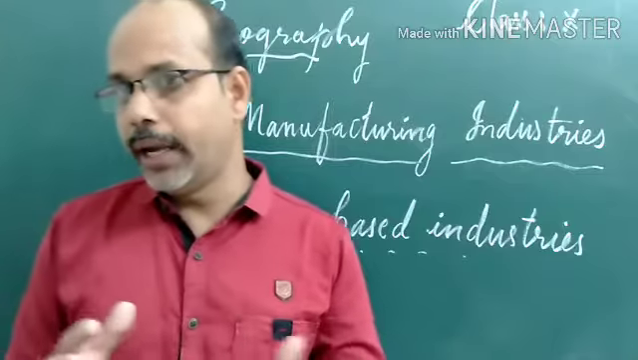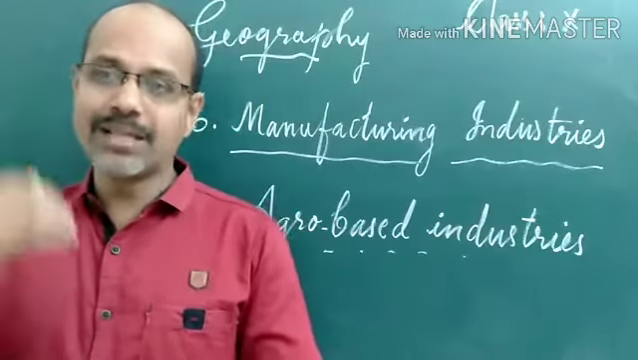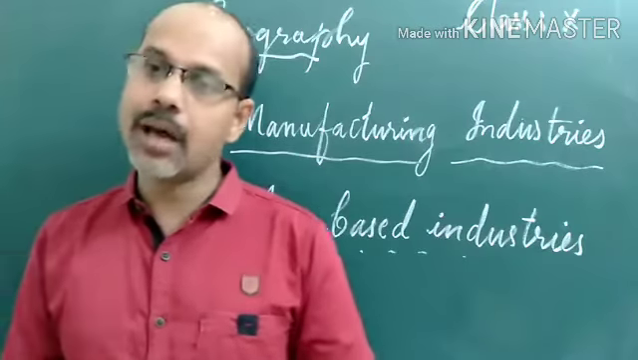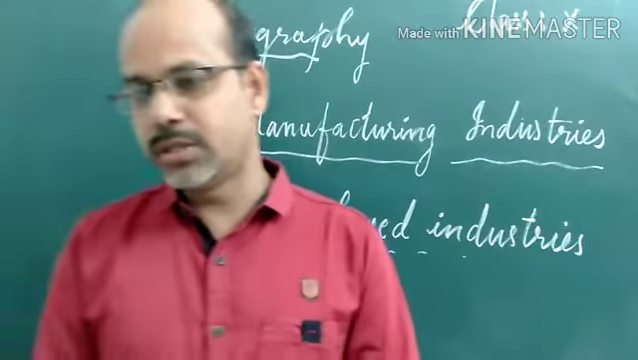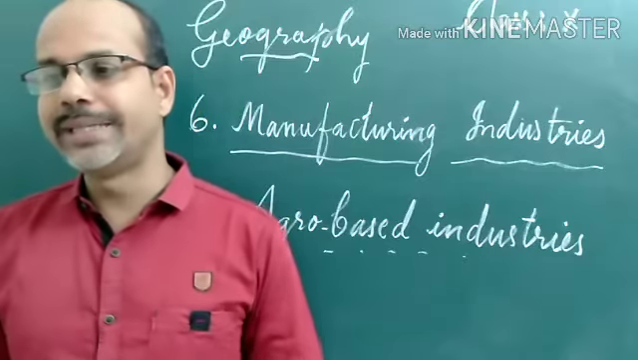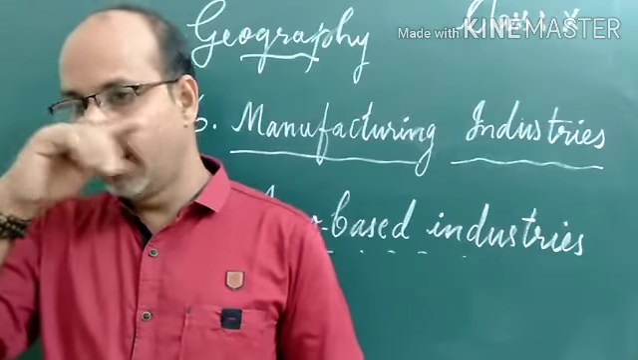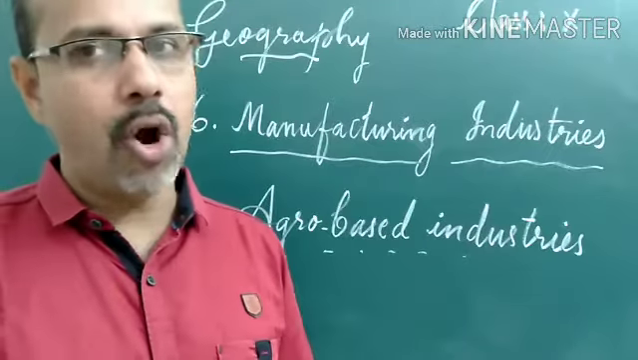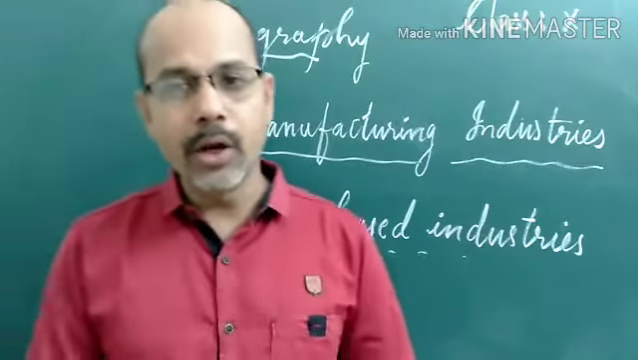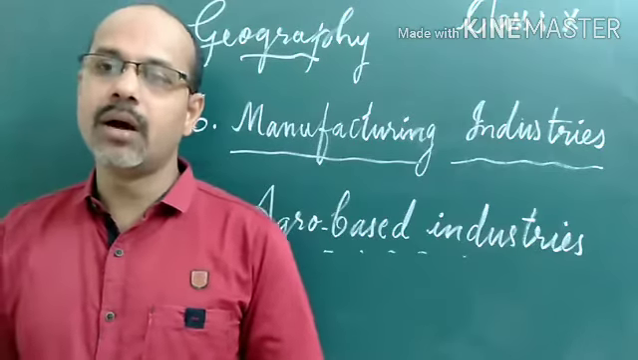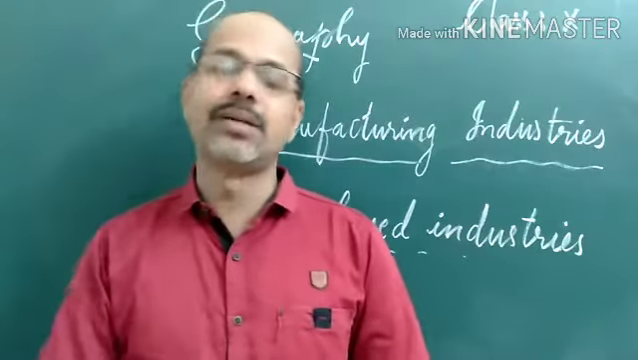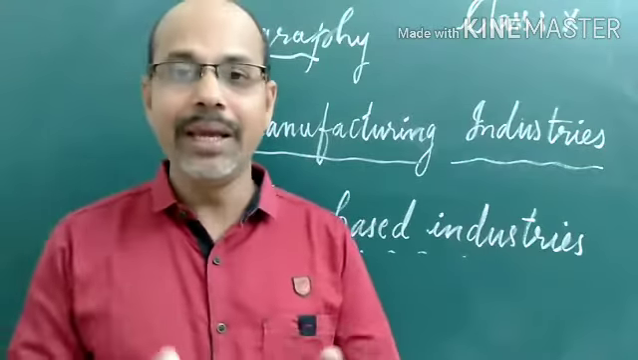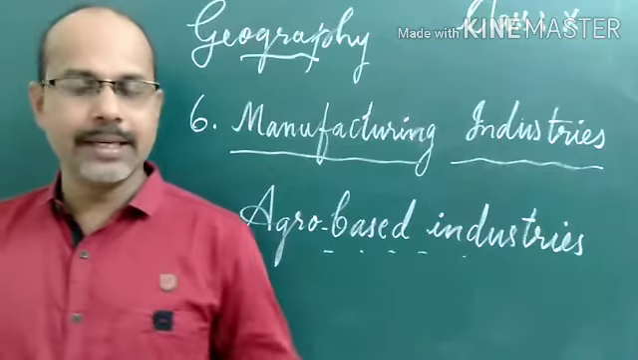We have studied already that industries which are based on agricultural products or agricultural raw materials are called agro-based industries. We can say some examples: cotton, jute, silk, woolen, textile, sugar, edible oil, etc. These industries are based on agricultural raw materials. The raw materials used in these industries are mainly based on agriculture. From the agricultural field or agricultural sector, we get the raw materials for this industry.